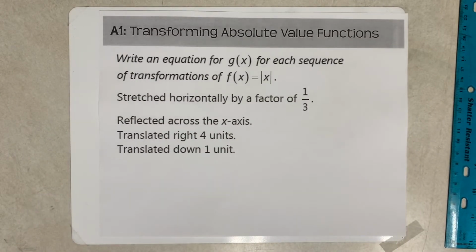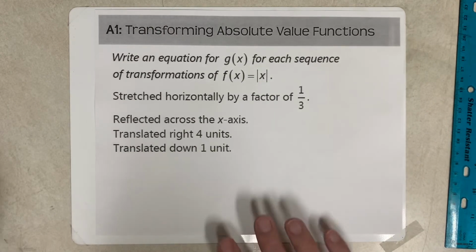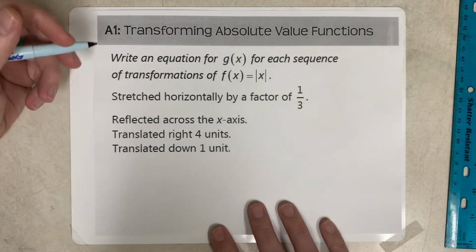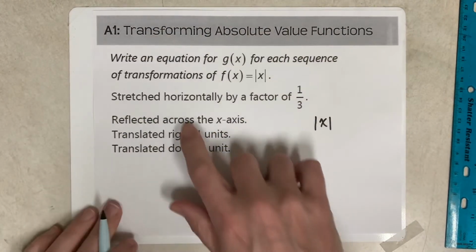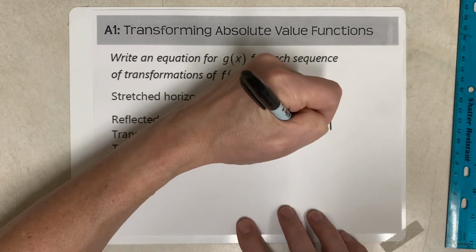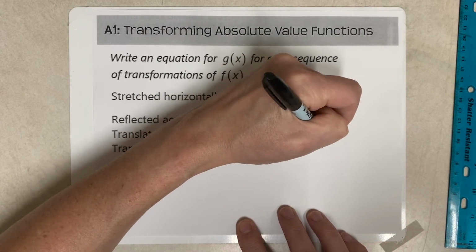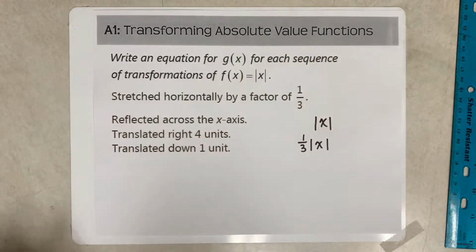Now, usually on the end of course test, they don't give you a lot of these things in the same problem, but I am, just to kind of toughen you up a little bit. Okay, so for this one, we're going to take absolute value of x. We're going to stretch it horizontally by a factor of 1/3. So that means you need to put a 1/3 in front to stretch it. And what that will do is it will take it and it will make it wider.